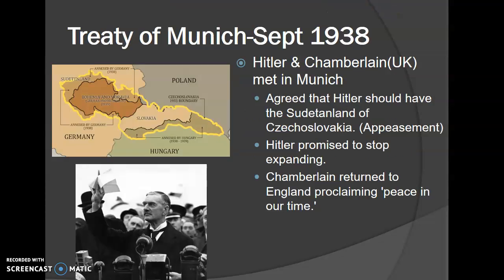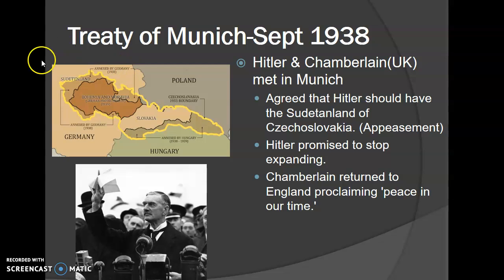All right. Now let's skip ahead just a little bit later. Again, we're getting much, much closer to the war. The Treaty of Munich. All right. So here's the deal. Hitler continues to make noise about wanting to unify the German people. And so he begins to suggest that he should be able to annex a section of Czechoslovakia called the Sudetenland, which is this region right here.